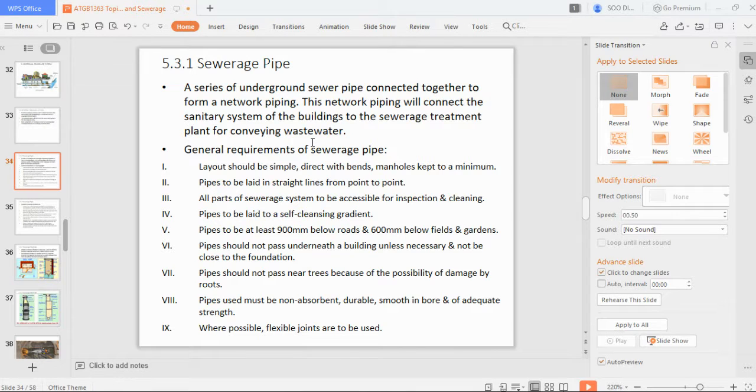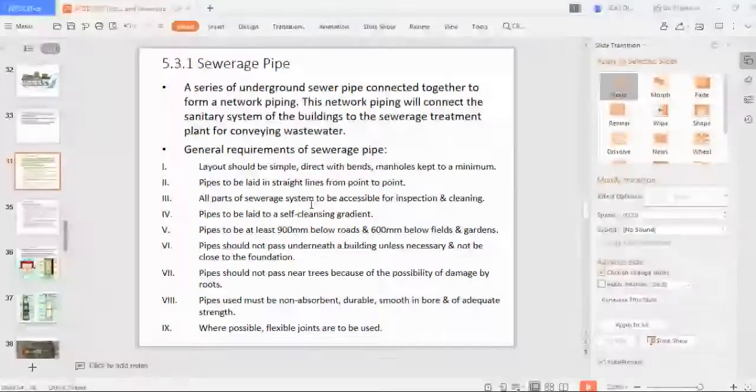Okay, so sewerage treatment plant has a lot of piping connecting them from residential or commercial building to the sewerage treatment plant. So there's actually a network of piping from our house to the sewerage treatment plant. So there's a requirement on how this sewerage pipe can be installed. So there's up to a few requirements. So layout should be simple, direct with vent and manhole kept to the minimum. And then you have pipe to be laid in a straight line from point to point. Part of the sewerage system to be accessible for inspection and cleaning.